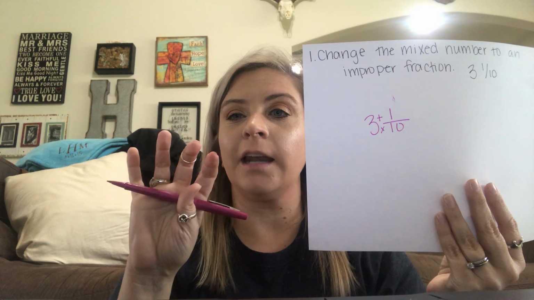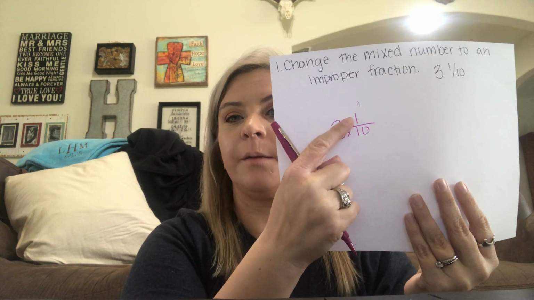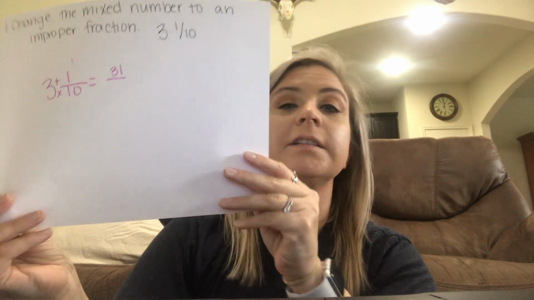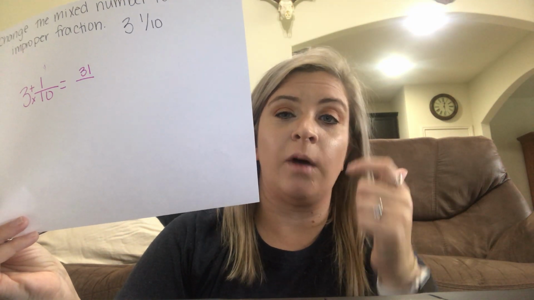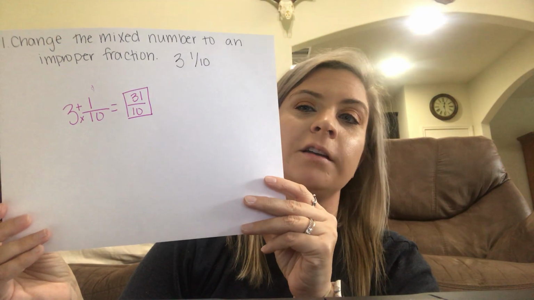From there, you're going to take that number and add it to the number of your numerator. So 30 plus 1 is 31. This number is now your numerator. Your denominator is going to stay the same as it was. Here I have a denominator of 10, so my denominator here is also going to be 10. So changing 3 and 1/10 to an improper fraction will give you 31 over 10.